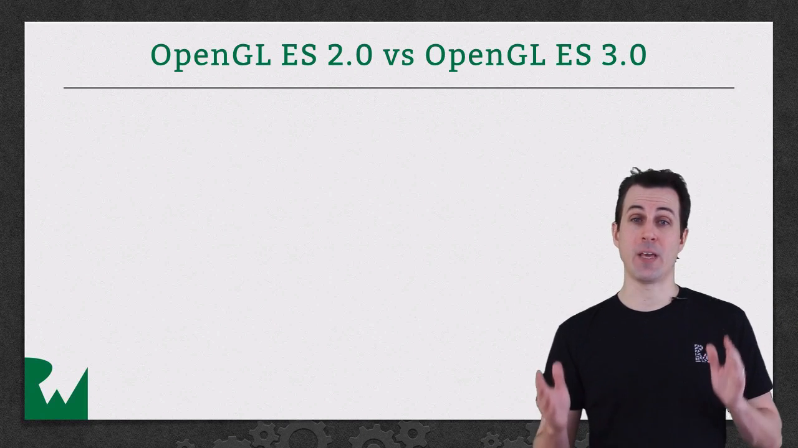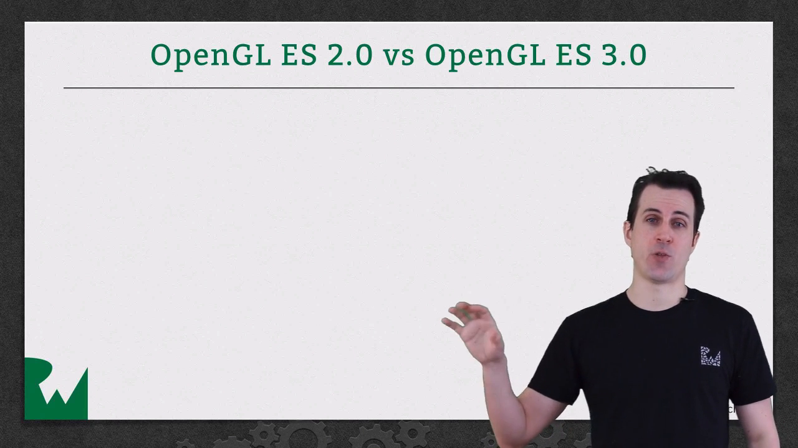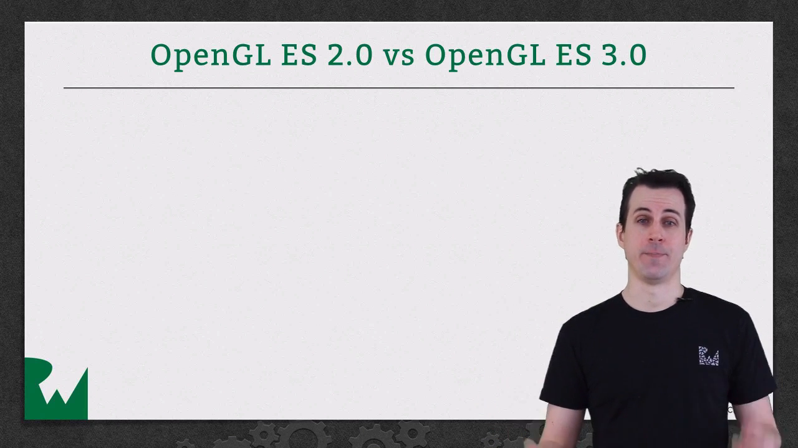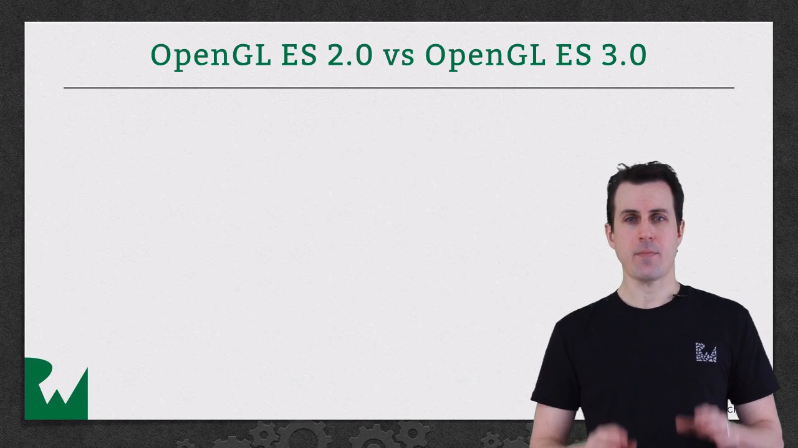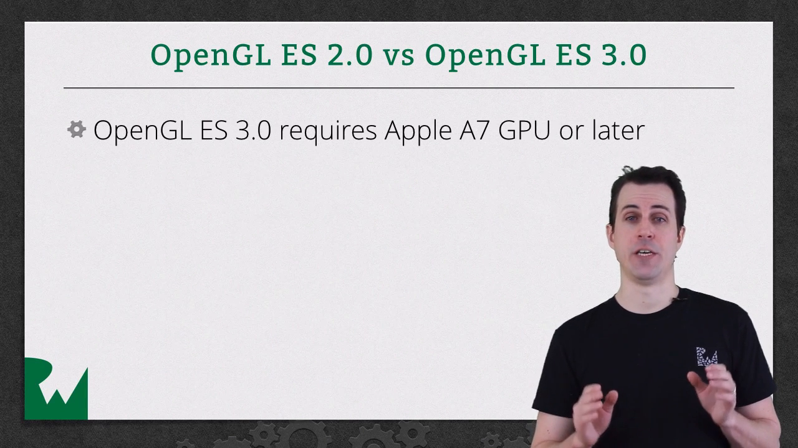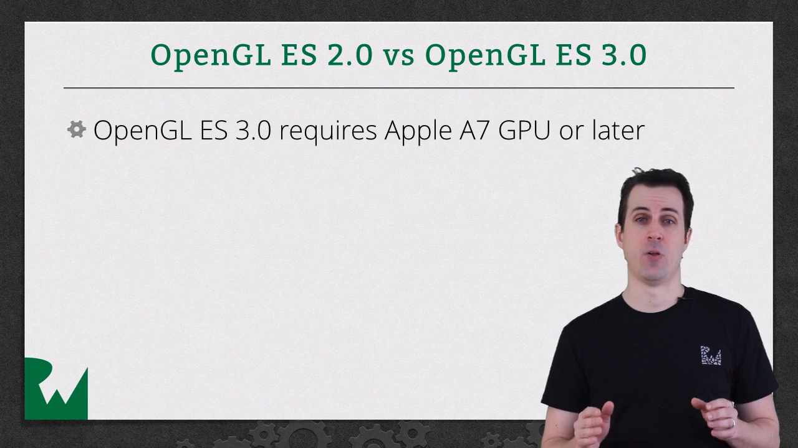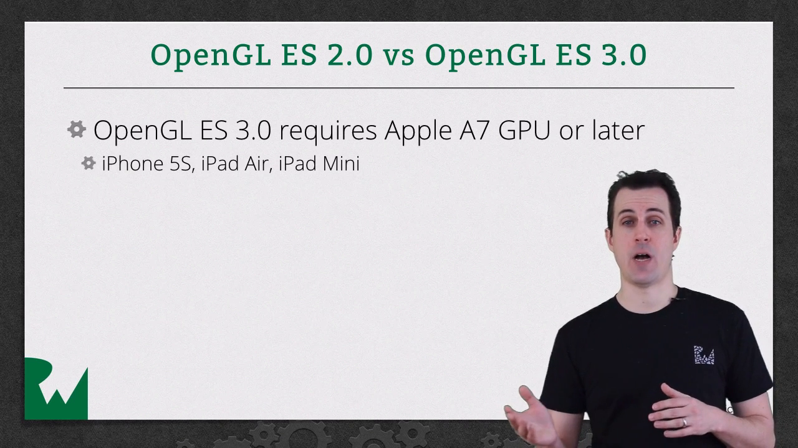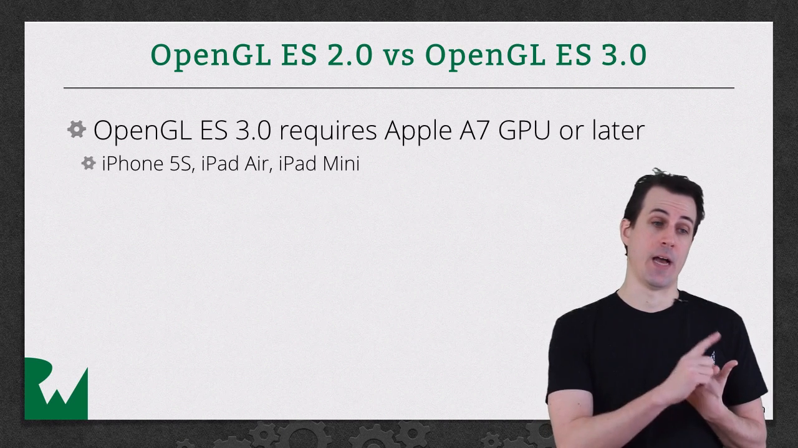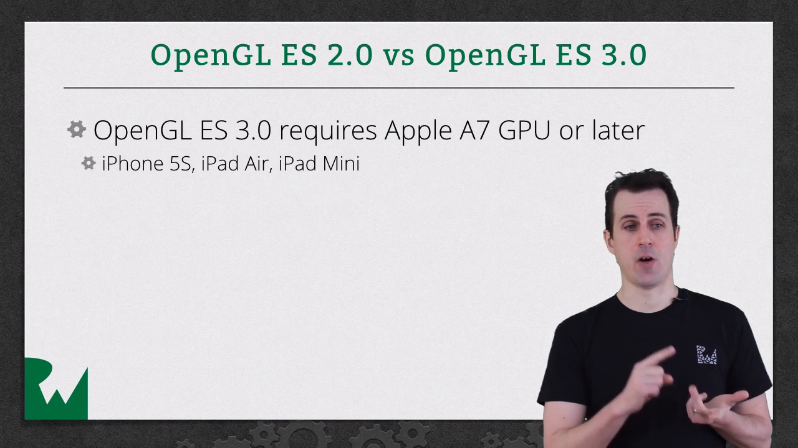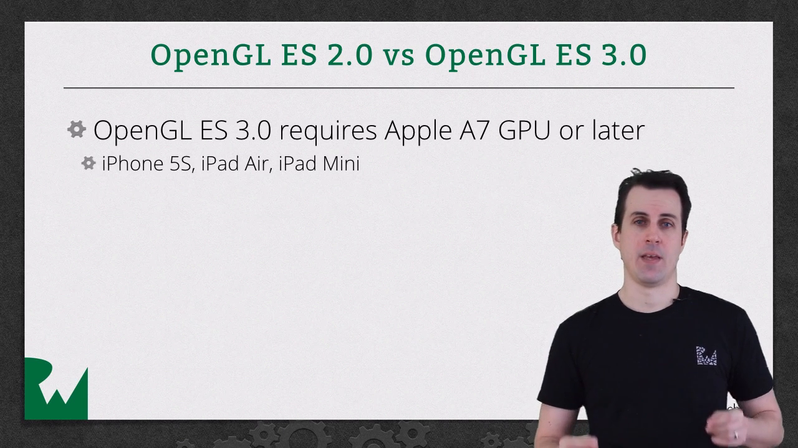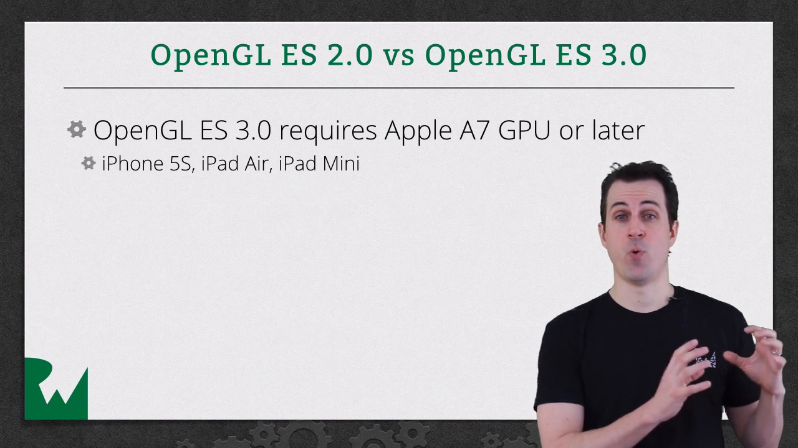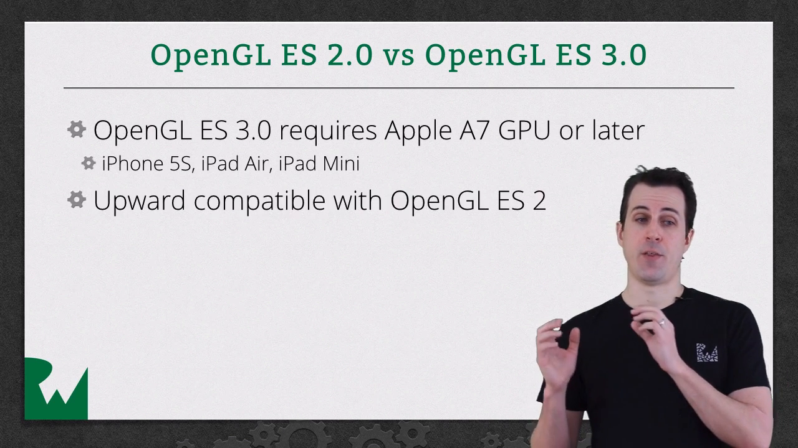But that might make you wonder, okay, well, I've heard about OpenGL ES 3.0. What's going on with that? Which should I be learning or using? Well, let's go through that. So first of all, notice that OpenGL ES 3.0 at this time is only available on some iOS devices. It requires the Apple A7 chip or higher, which right now is only the iPhone 5S, the iPad Air, or the iPad Mini.